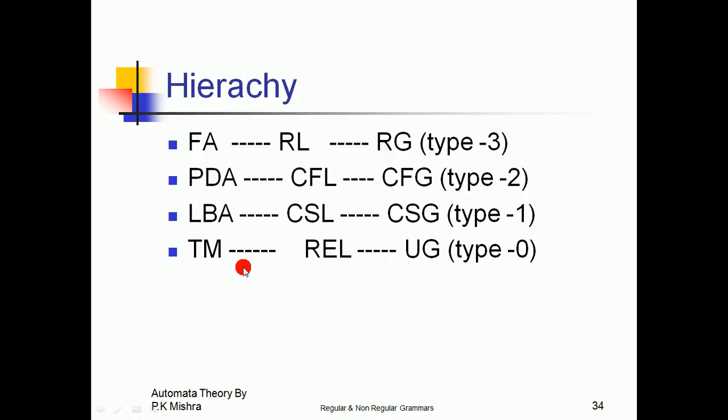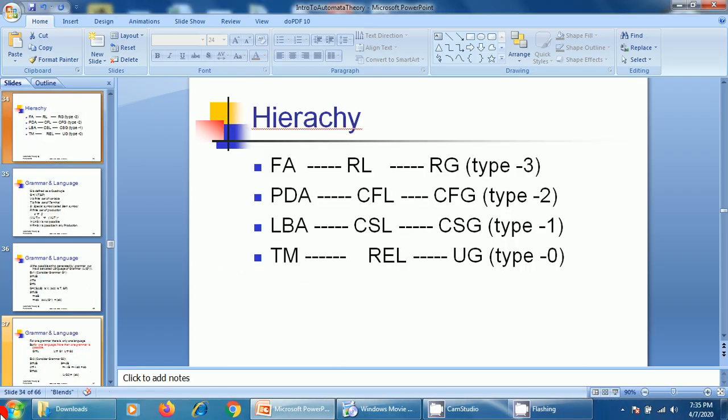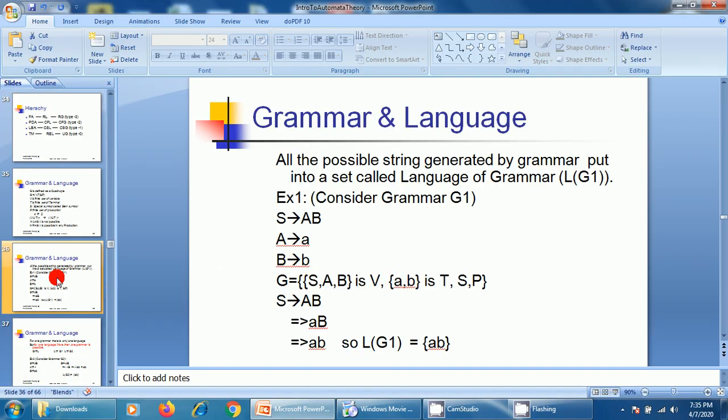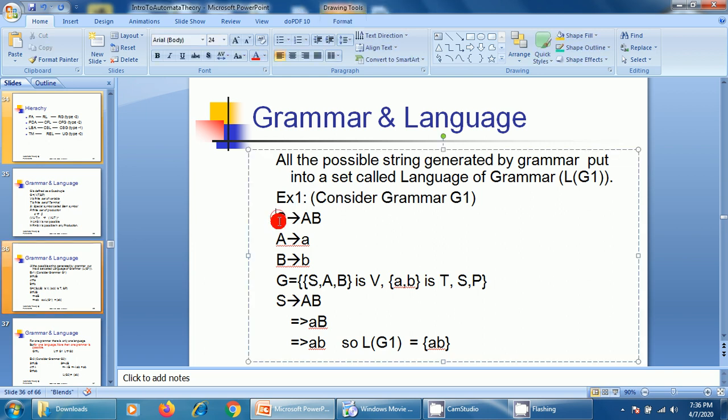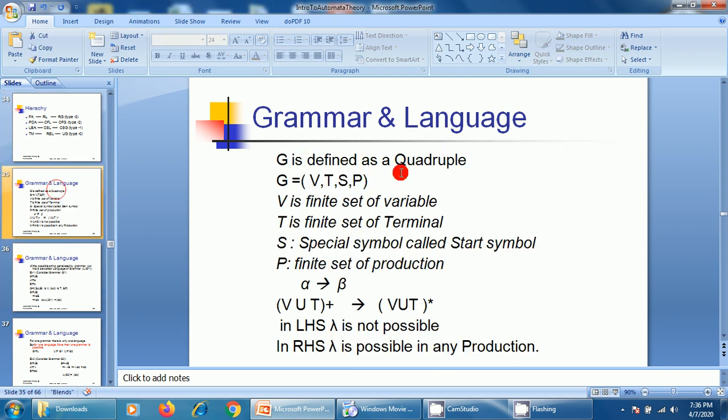We will see it one by one, but before type 0, 1, 2 and 3, we will see what the grammar and language are. See, suppose this is a grammar. What is grammar? Grammar is defined by four tuples V, T, S and P. V is a finite set of variables, also called non-terminals. T is a finite set of terminals. S is a special symbol called the start symbol. P is a finite set of productions.